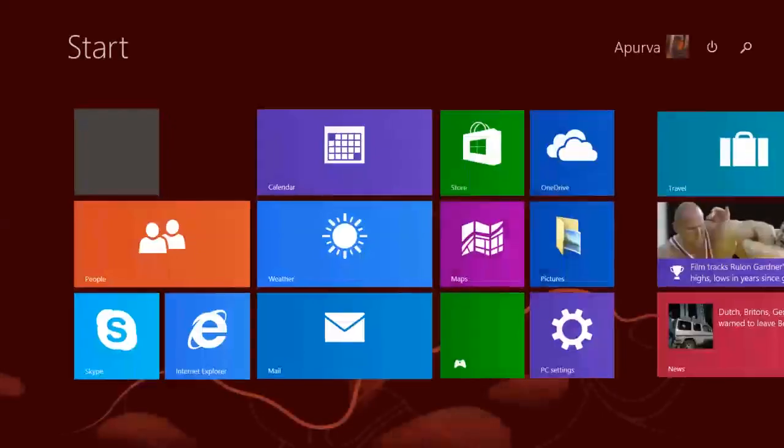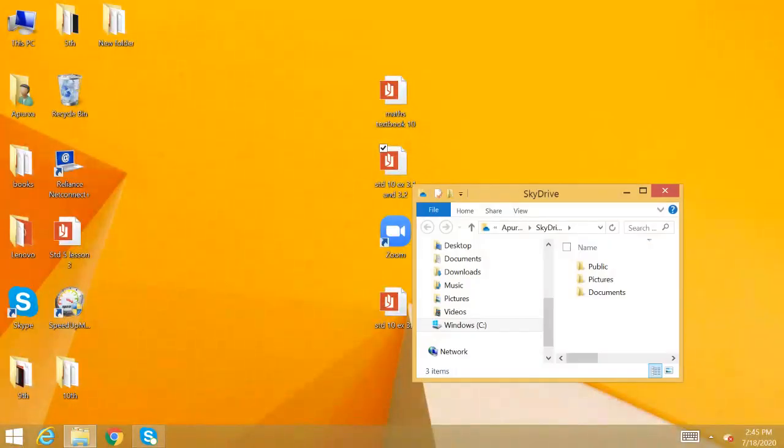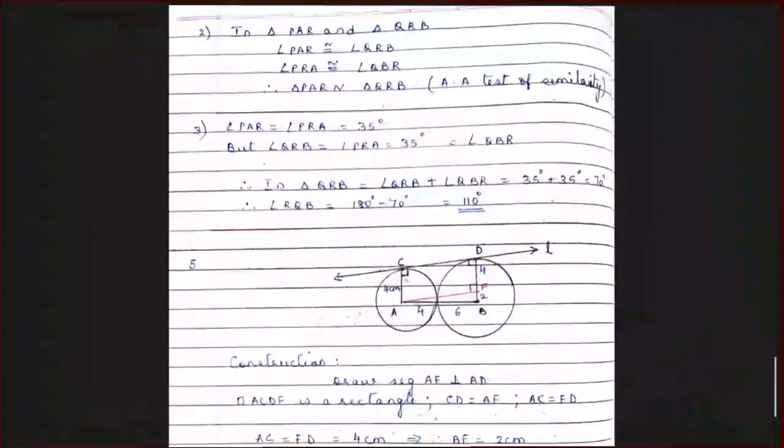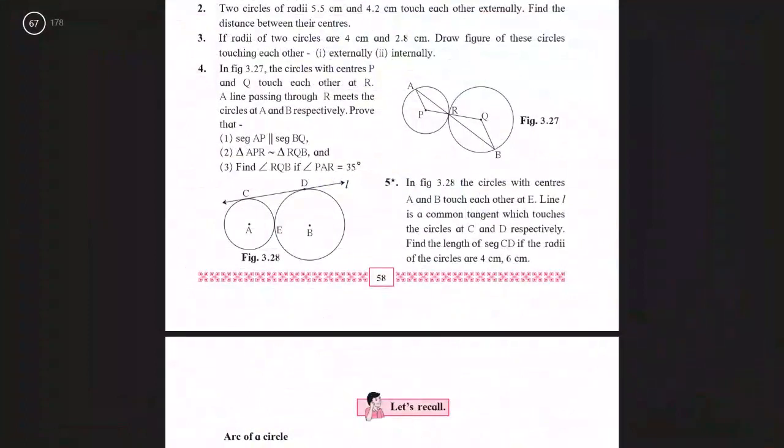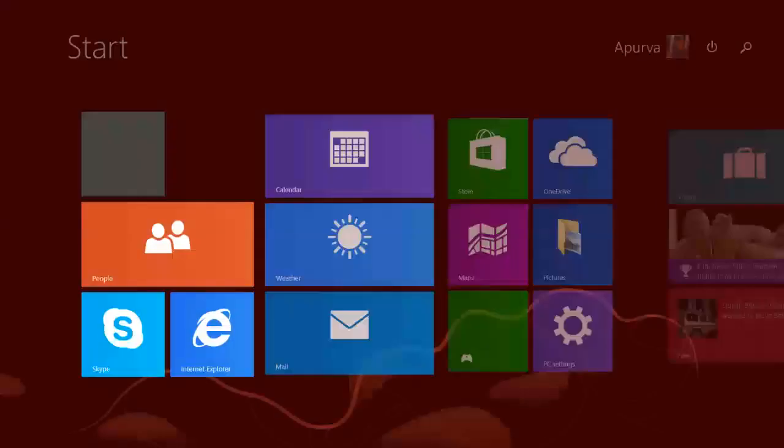Next, we go to question number 4, which is over. We go to question number 5. In figure 3.28, circles with centers A and B touch each other at the point E. Line L is a common tangent which touches the circles at points C and D respectively. Find the length of segment CD if the radii of the circles are 4 cm and 6 cm.